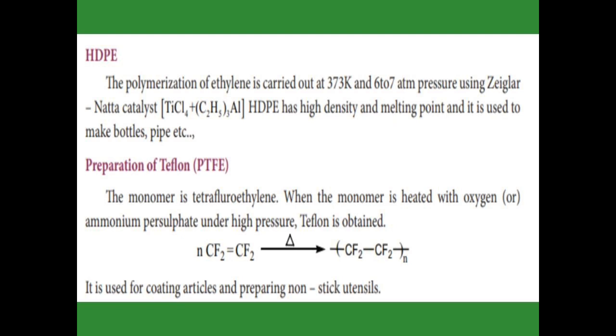The next one, preparation of Teflon. Teflon is polytetrafluoroethylene. When tetrafluoroethylene undergoes polymerization, heated with oxygen or ammonium persulfate under high pressure, it gives Teflon, polytetrafluoroethylene. Its use: it is used in non-stick utensils as a coating material. In non-stick utensils, the coating material is Teflon, polytetrafluoroethylene.